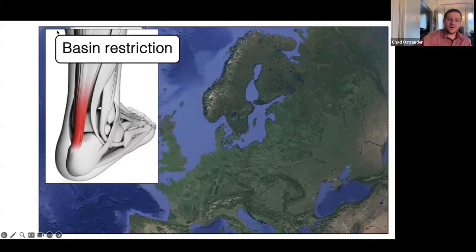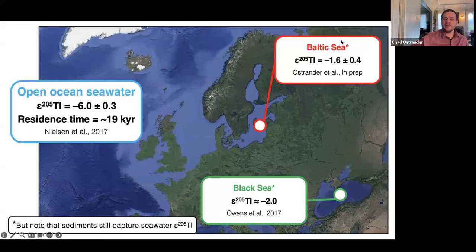And so I've told you all of the good, and it's therefore also equitable to tell you about the bad. If there is an Achilles heel for thallium isotopes, it's basin restriction. And so what we find in all the settings we've been studying today, here's an example of some data we're pulling from the Baltic Sea. This is work that's been submitted.